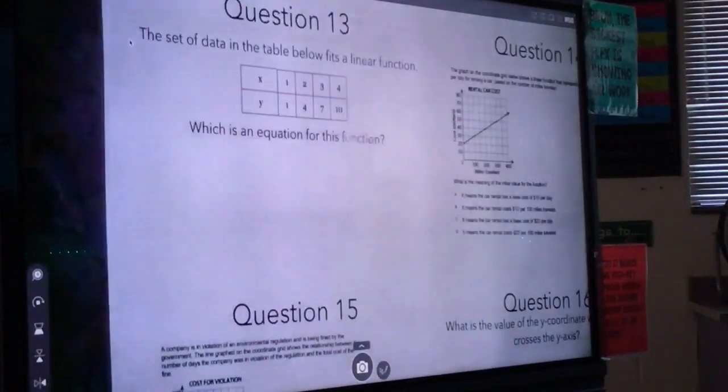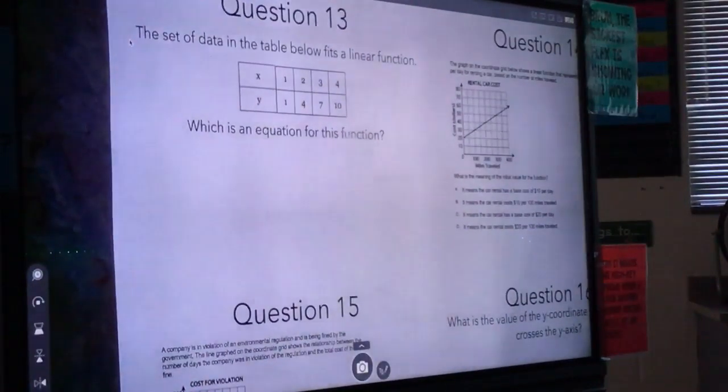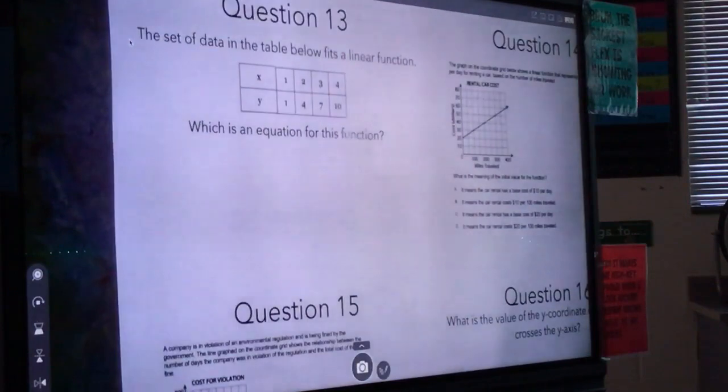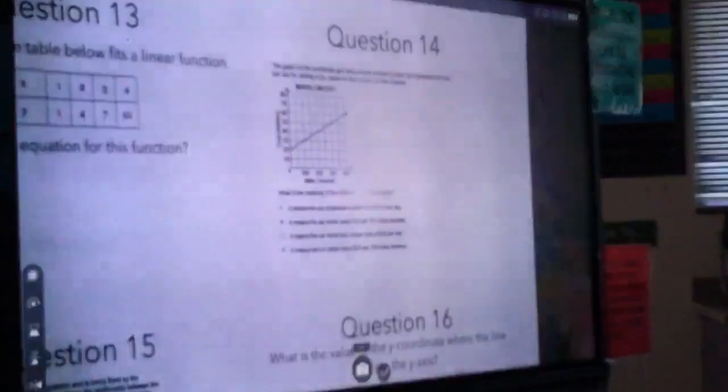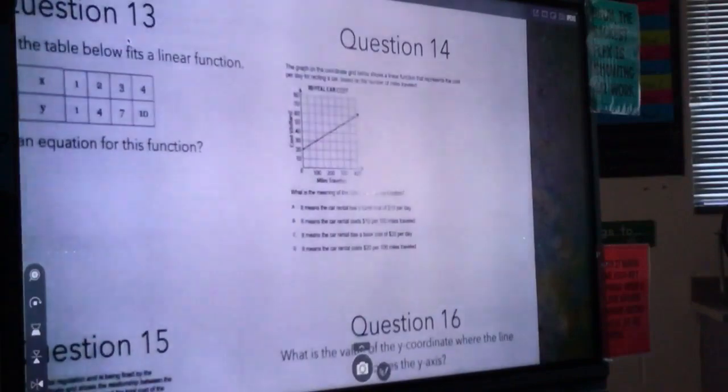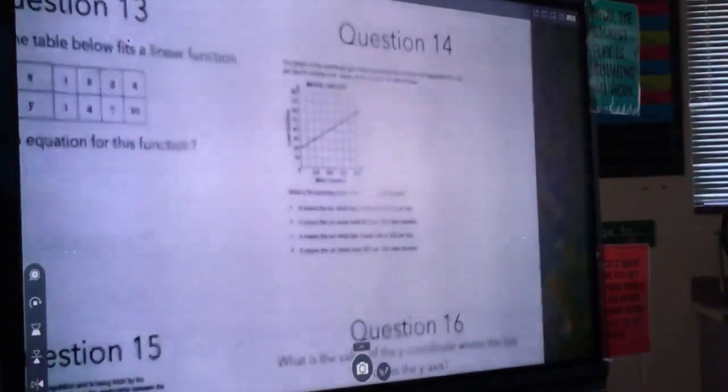What about 13? Do we want to go over 13 or we feel good with 13 questions? Raise your hand if you want to go over number 13. Okay. What about number 14? You want to go over it?